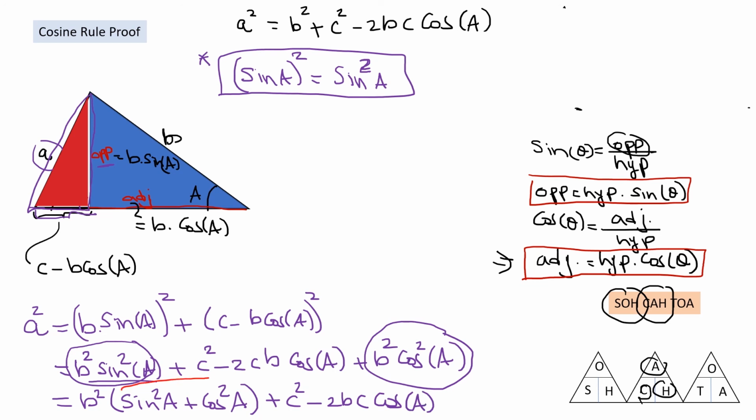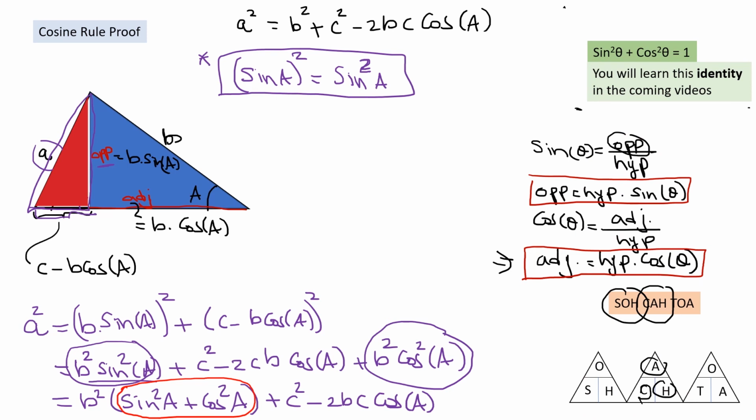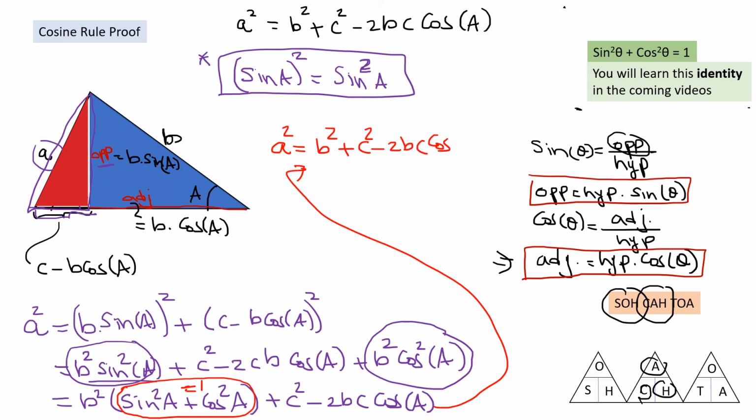What is this? Sine squared theta plus cos squared theta is equal to 1. This is one of the identities that we will learn shortly. Therefore, this is equal to 1. Let me write this here. So a squared is now equal to b squared times 1, which is b squared, plus c squared minus 2bc cos A.